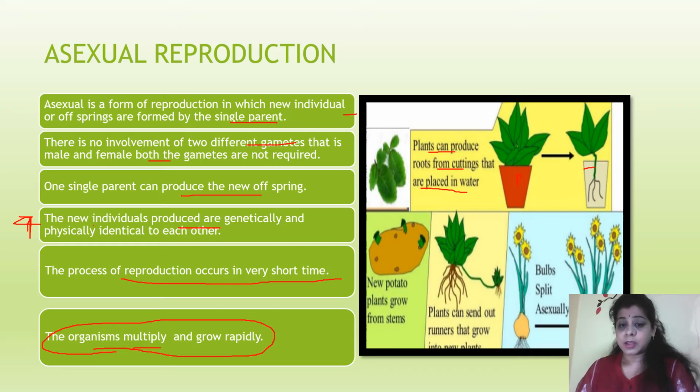Now, a new potato grows from the stem. You can see the buds, the eyes, on the potato. These are called buds or eyes. When they are placed inside the soil, the new potato grows. That is asexual reproduction. From a single parent, a new offspring is being produced.